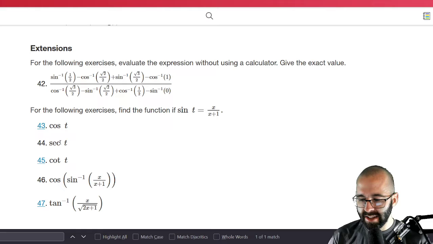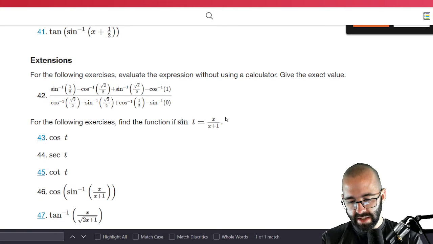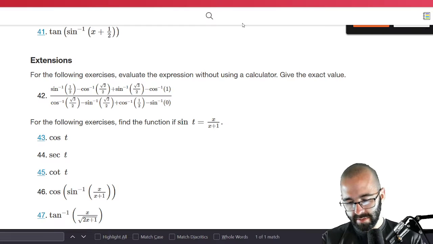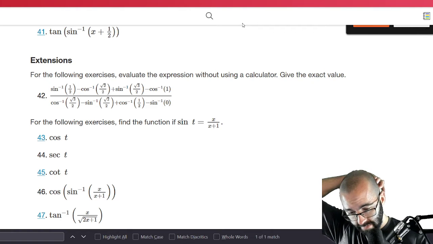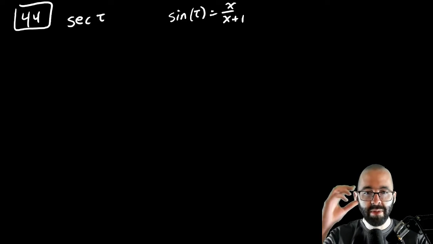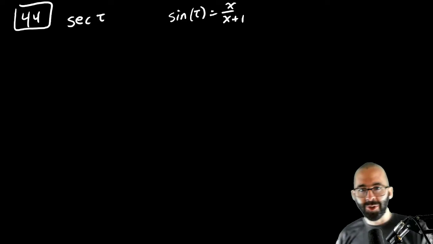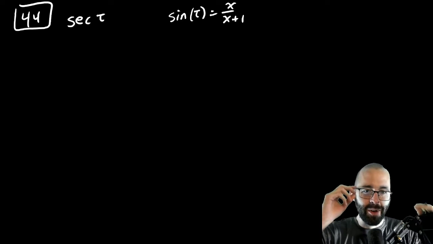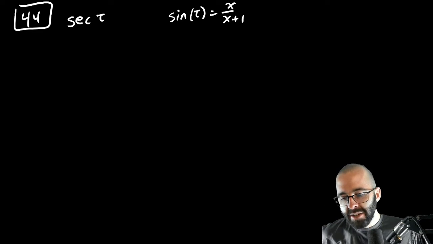44 is secant of t. Evaluate secant of t given that sine of t is x over x plus 1. All right. I haven't looked at this problem. I just thought it'd be fun. So we're going to show you my problem solving skills because I've never seen this problem before in my life. So we need to find secant of t.